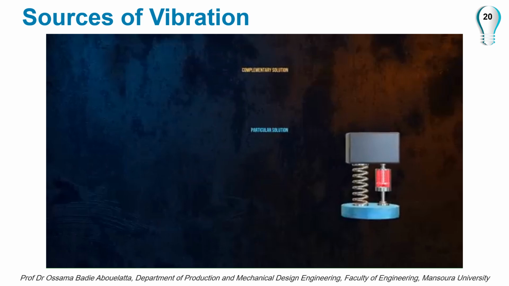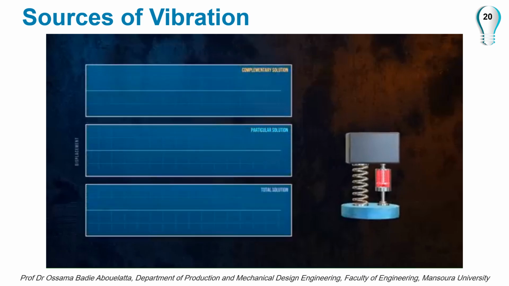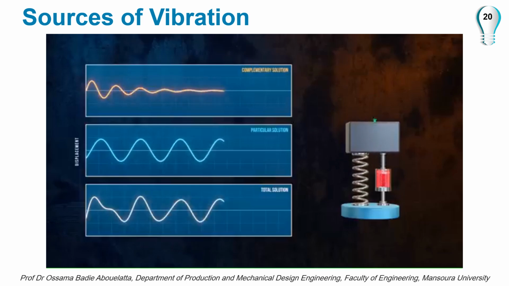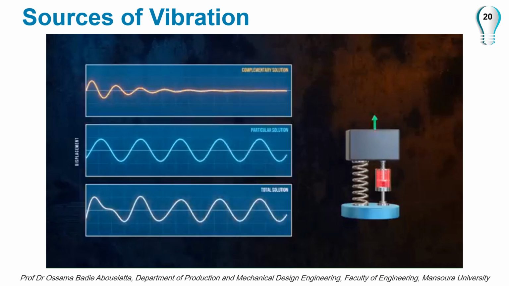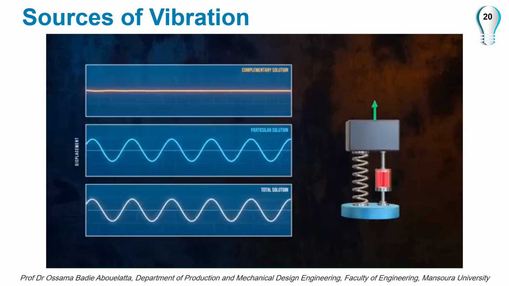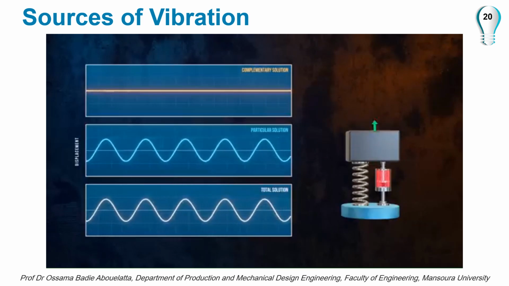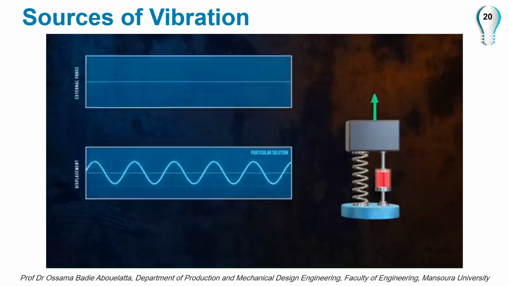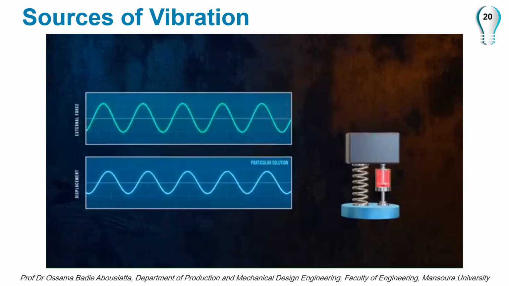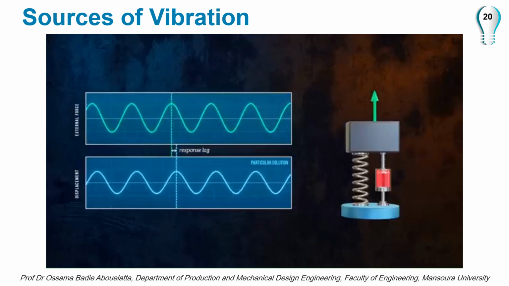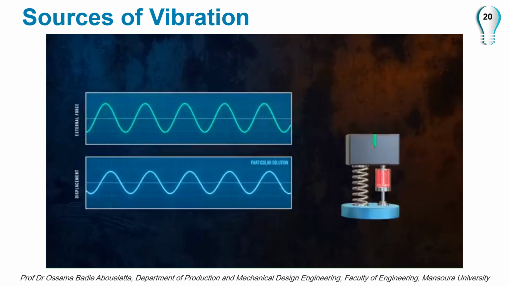Since there's damping in the system, the complementary solution that represents free vibration will eventually reduce to 0. At this point, the motion of the system is defined by the particular solution only. For this reason, the particular solution describes what's called the steady state response. It has the same frequency as the forcing function, but is offset by a certain phase angle, meaning that the response of the system lags the external force.